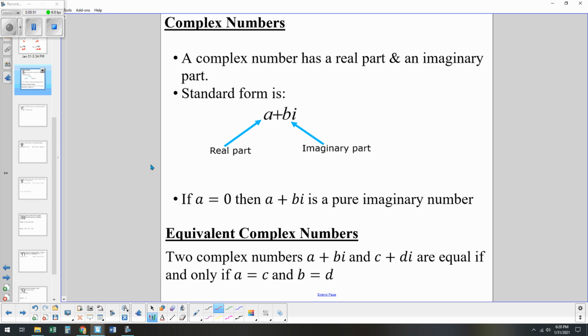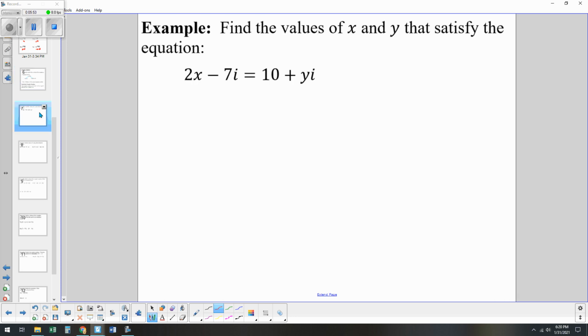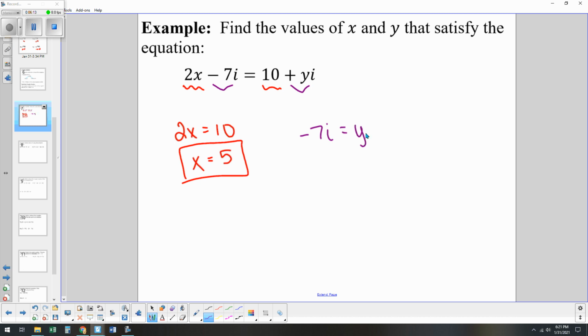So if we have an equation where we know 2x minus 7i equals 10 plus yi, I'm going to focus on the real parts, 2x and 10, and set those equal. Divide by 2, and x is 5. And then I'm going to focus on the imaginary parts. That's negative 7i equals yi. And my goal is to get y alone. So I'm going to divide by i here, divide by i here. These i's cancel, so I'm left with negative 7 equals y.